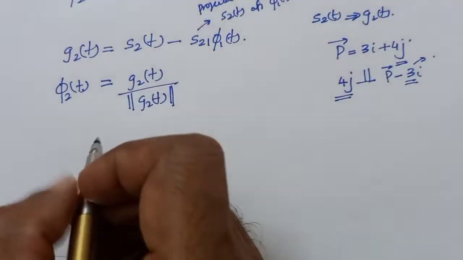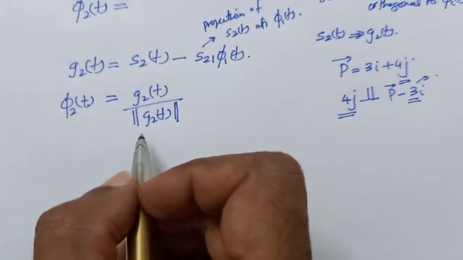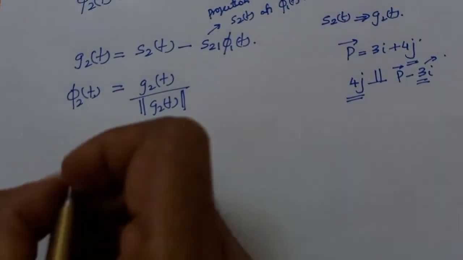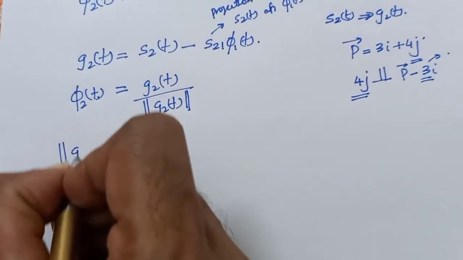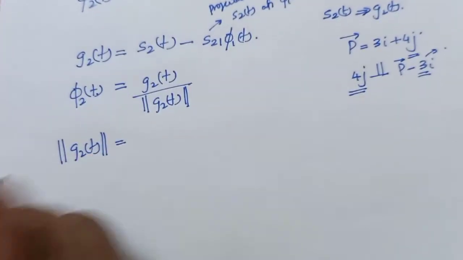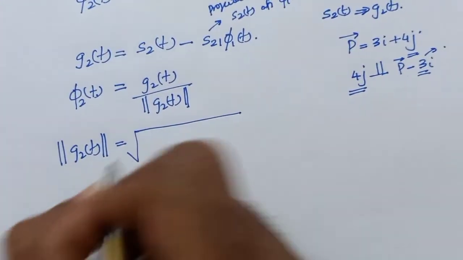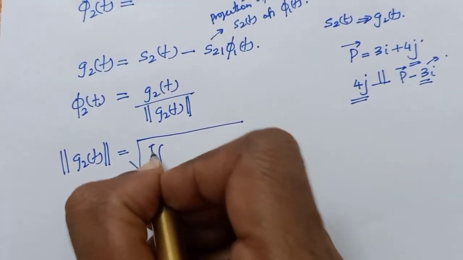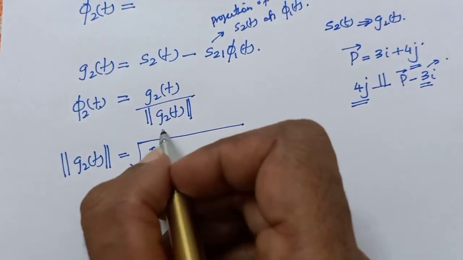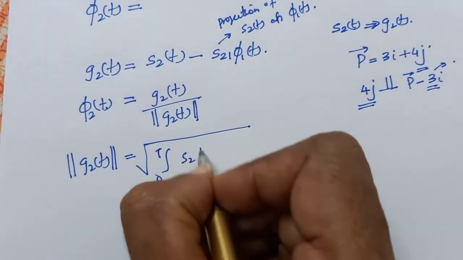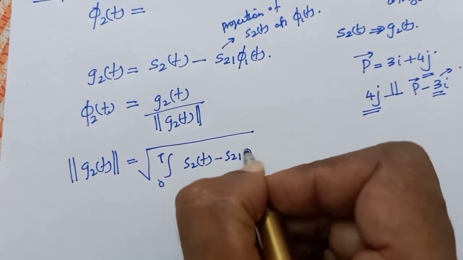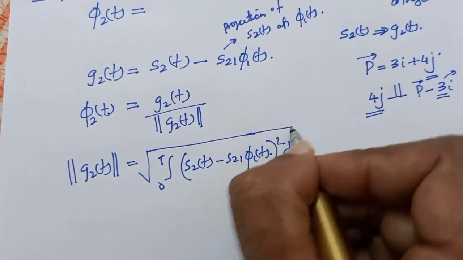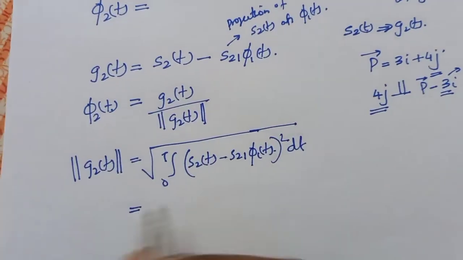Now what is g2(t)? What is the norm of g2(t)? We know that the norm of g2(t) is the energy present in g2(t). That is, the norm of g2(t) can be written as root of energy. We need to take the integral from 0 to T. Now what is g2(t)? g2(t) is s2(t) minus s21 φ1(t), whole square dt. So I will try to expand.